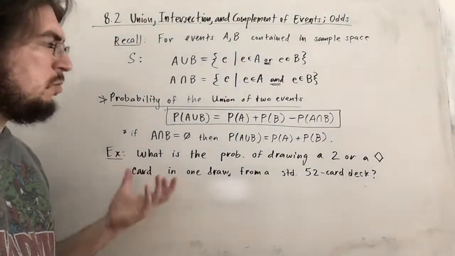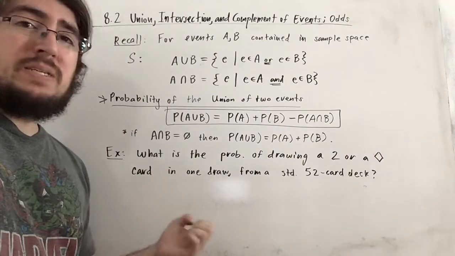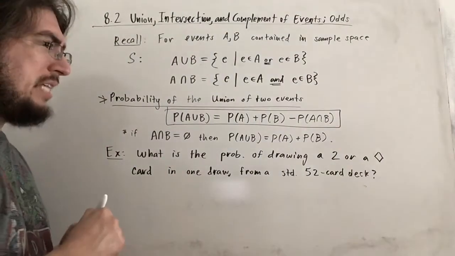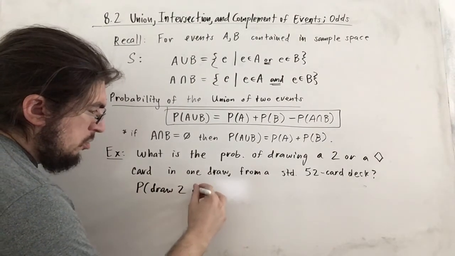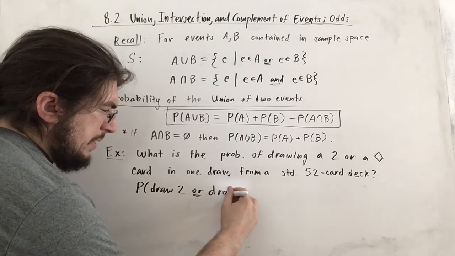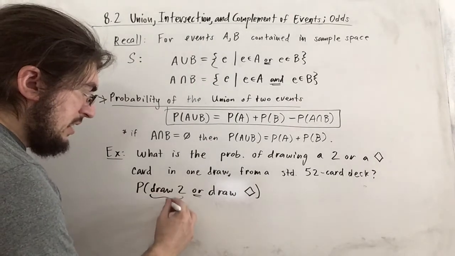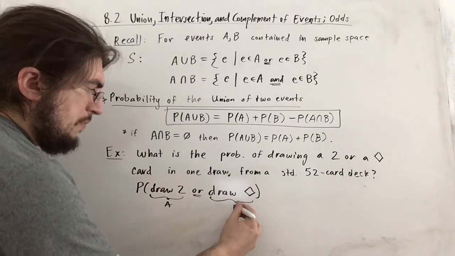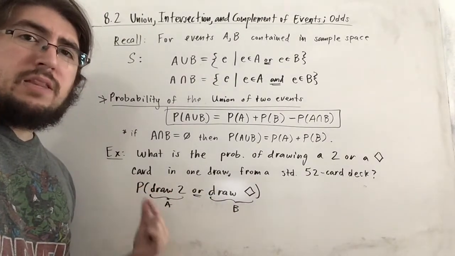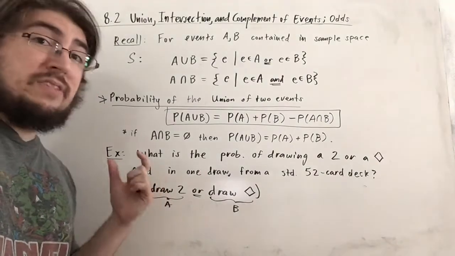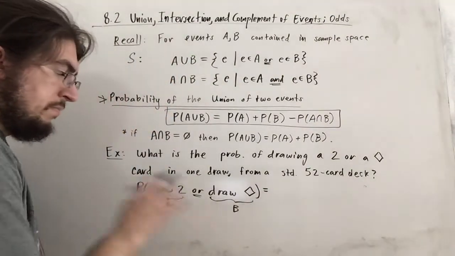For this example, we're asked: what is the probability of drawing either a 2 or a diamond card in one draw from a standard 52 card deck? So really what it's asking is the probability of drawing a 2 or drawing a diamond. Drawing a 2 is the set A, and drawing a diamond is the set B. We're not finding the probability of the number 2, we're finding the probability of the set of drawing a 2, so hopefully we make that distinction.